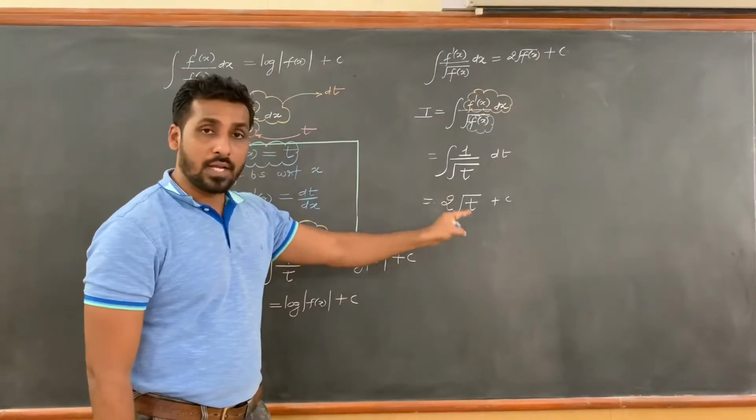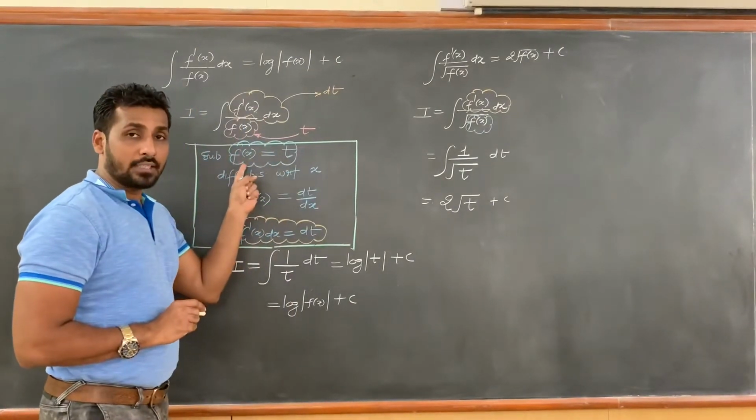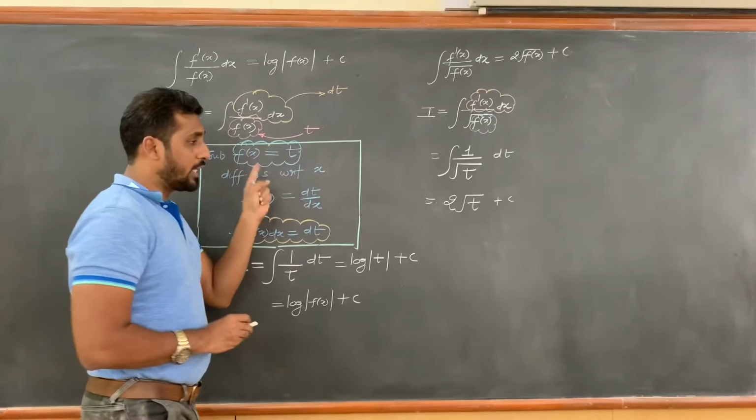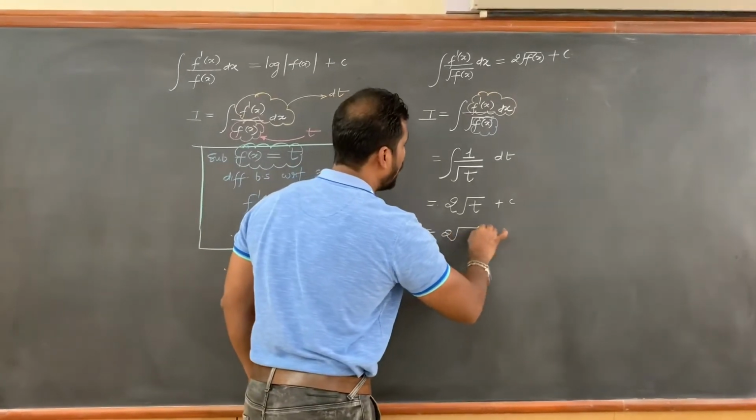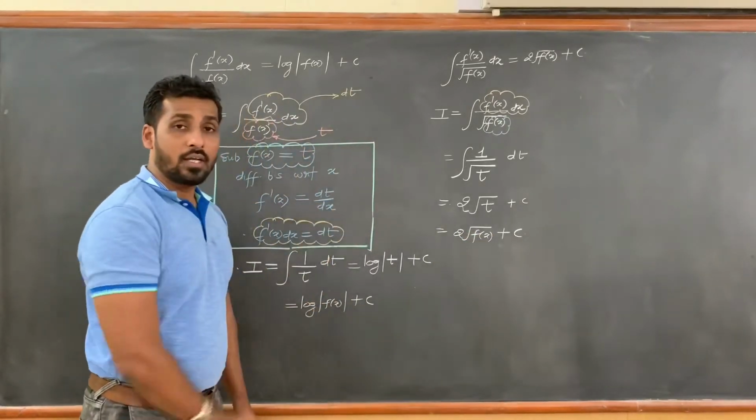So 2 root t plus c. And what was t? T was f of x, isn't it, people? T was f of x. So I'm going to write here 2 root of f of x plus c. So students, that's our second corollary.